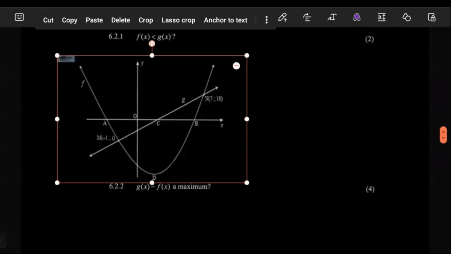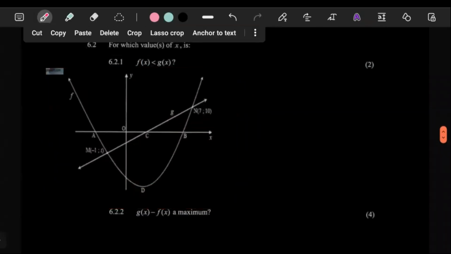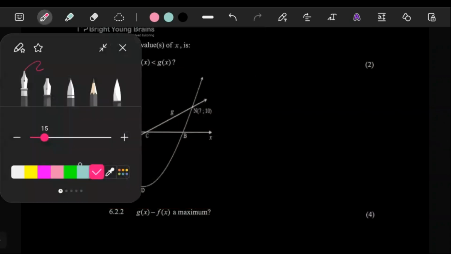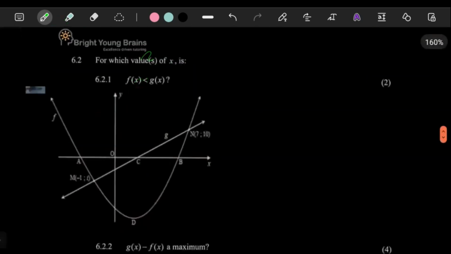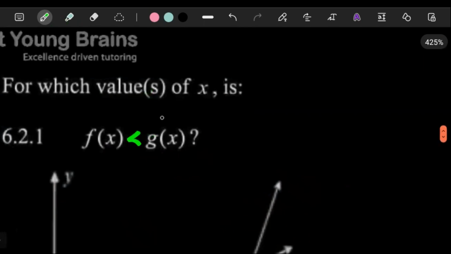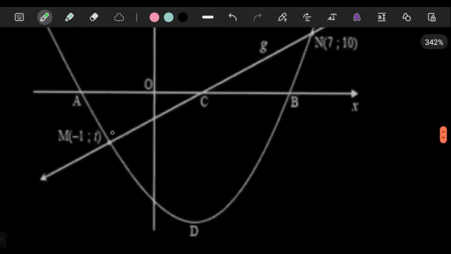With our sketch here, what we know is f of x represents the y values of f, and g of x represents the y values of g. So this is asking where the y values of f are below the y values of g. So what you normally do is go to where the graphs meet.